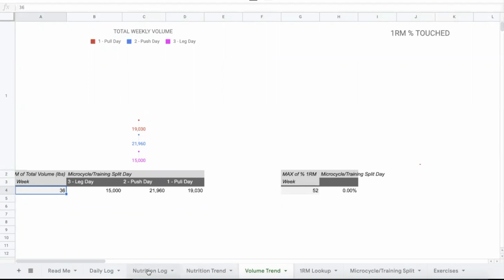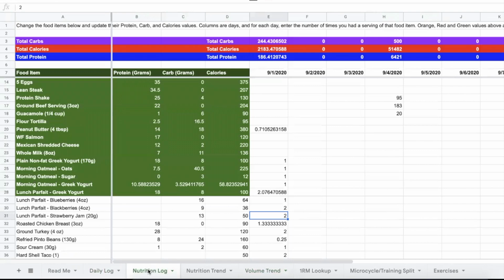Now, I added something to ShredSheet I want to talk about. It's this nutrition log. It's just a template that I put together a while ago. I didn't include it in the original version of ShredSheet, because I wanted to keep it simple, but I decided to put it in here with some example stuff.